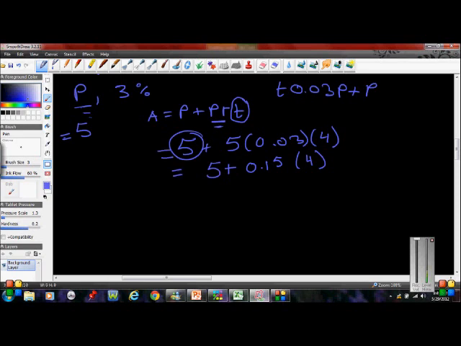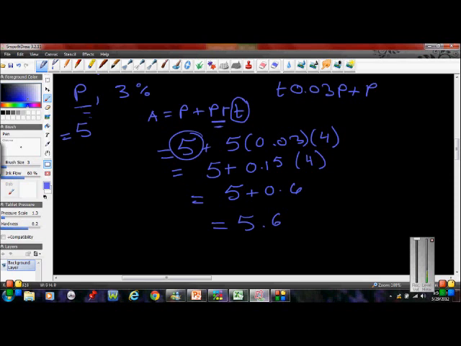Okay, so this is what you have now. To 5, you're adding 0.15, 4 times. If you have 4 times 0.15, it'll give you 0.6, right? So to 5, you're essentially adding on 0.6. I'll show you why I'm doing all this in a second. But essentially your final amount after 4 years becomes $5.60, right?